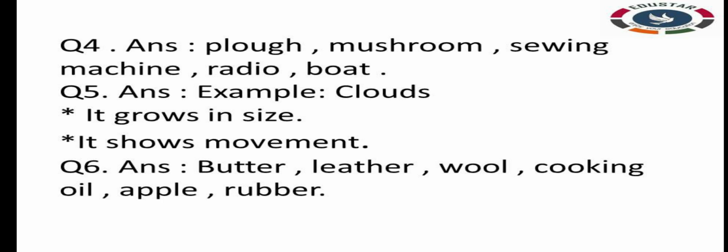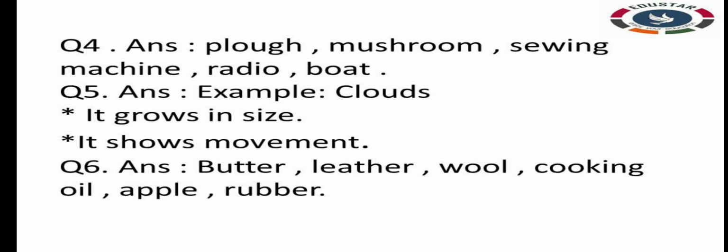Then fifth one, give an example of a non-living thing which shows any two characteristics of living things. Can you understand the question? It should be a non-living thing, but it should show two characteristics of living things. You can refer page number 92, second paragraph. Okay, read that and you yourself can find the answer and you can give your own answer. Otherwise, see the video. I have given the answer. Example, clouds. It grows in size. It shows movement.